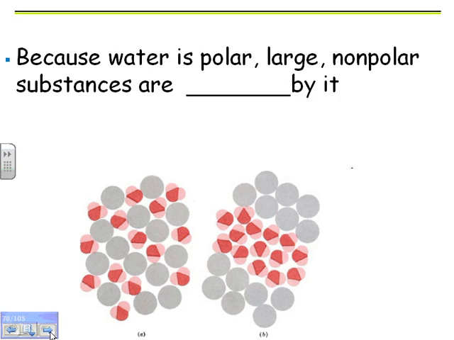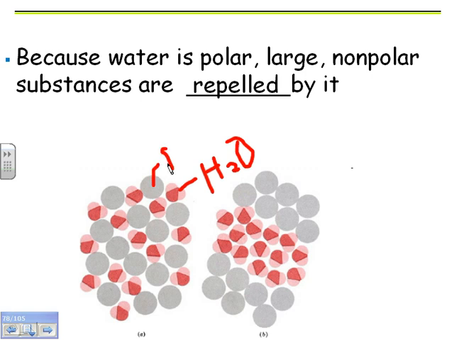Because water is polar, large nonpolar substances are repelled by it. So what you're looking at here, these pink things are water. And what I want you to look at first is this picture over here. These things are all nonpolar, so let's say that's some type of fat. Maybe little fat globules or some kind of oil, whatever. And so there's nothing in here for water to be attracted to.